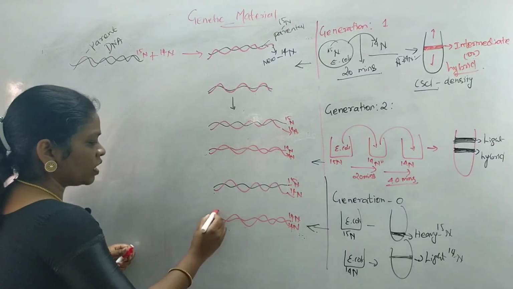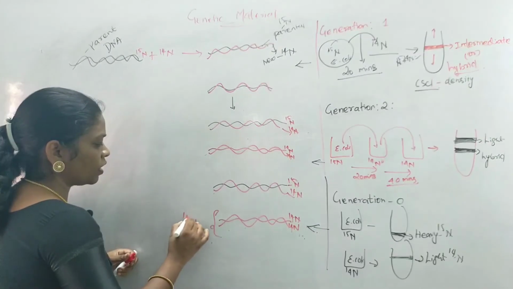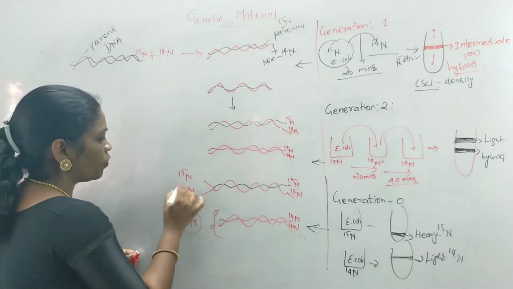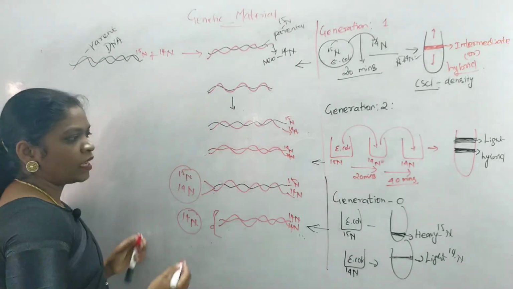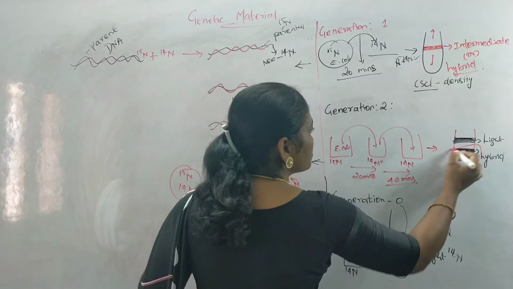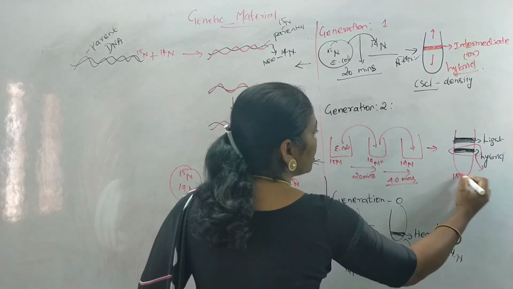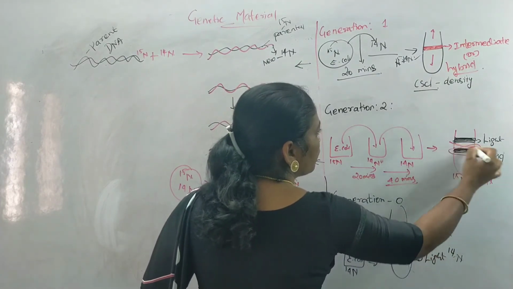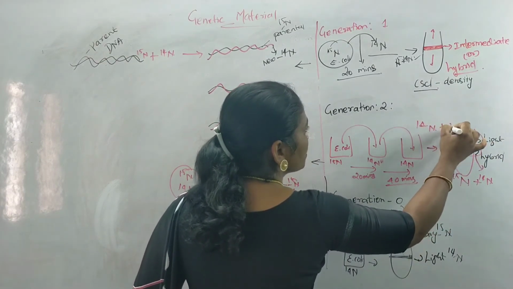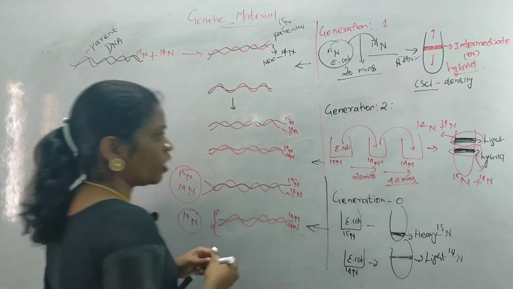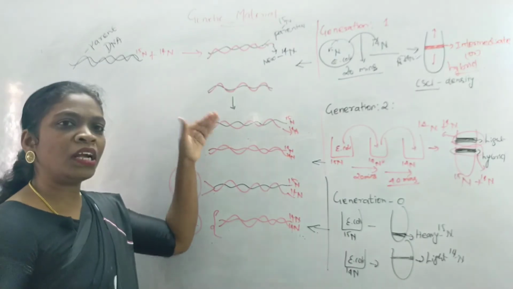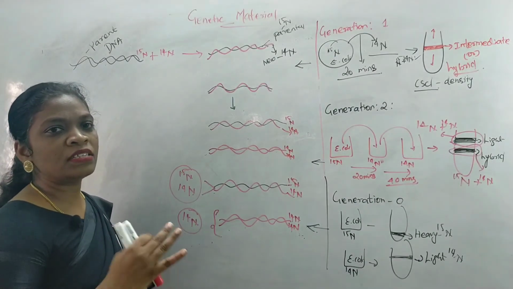As we all know, these light bands consist of N14 alone and these bands consist of a mixture of N15 and N14. That is why during generation 2, we have got one band in the hybrid position, a combination of N15 and N14. The other one we have got in the upper region, which is nothing but N14 plus N14. So we have got bands with intermediate density. The other group of bands remain in the upper region, which shows the density is light.